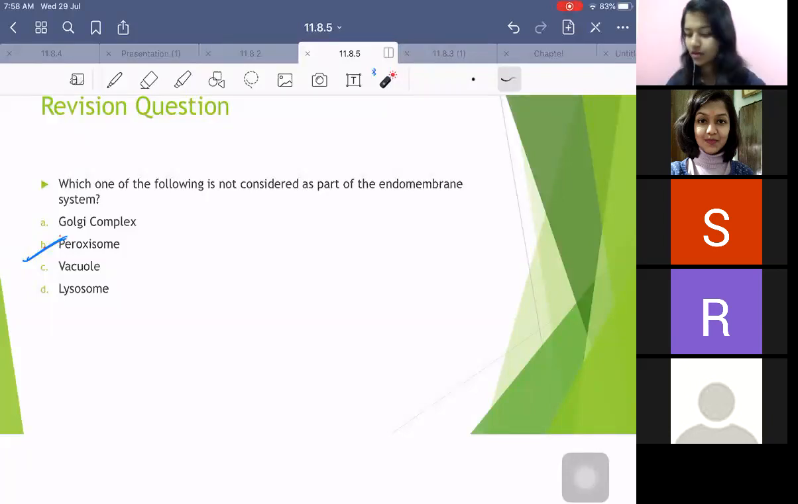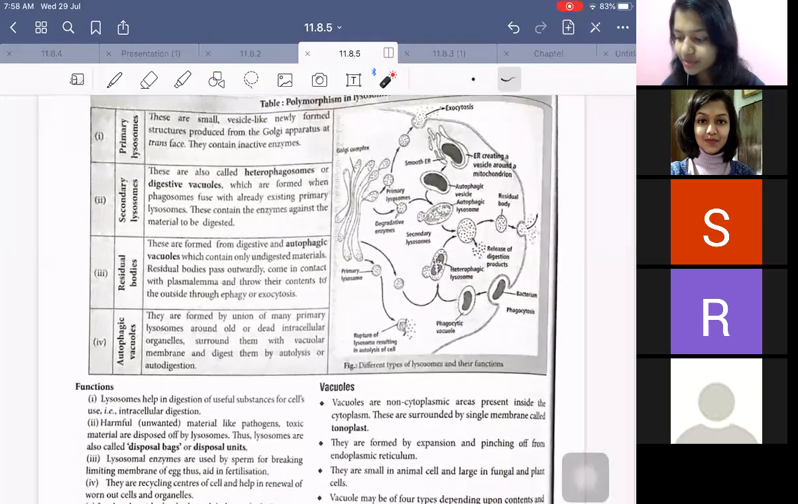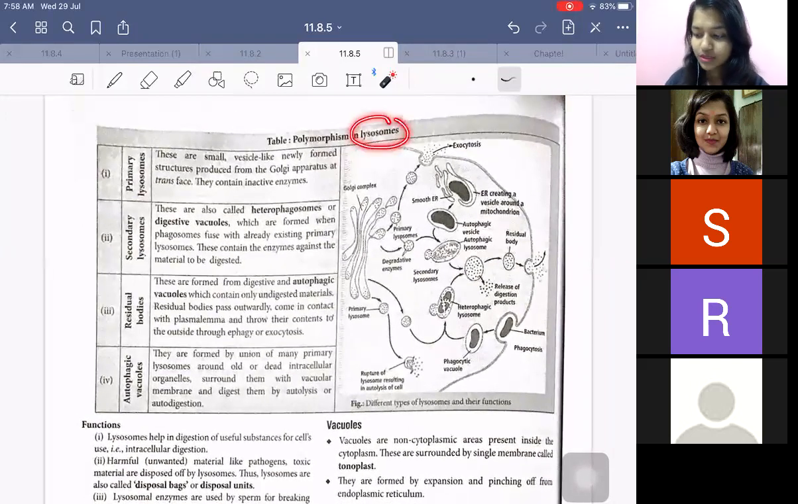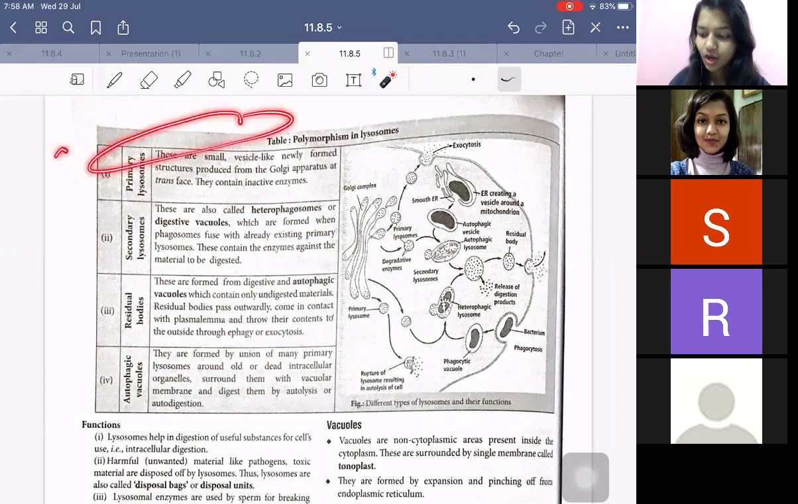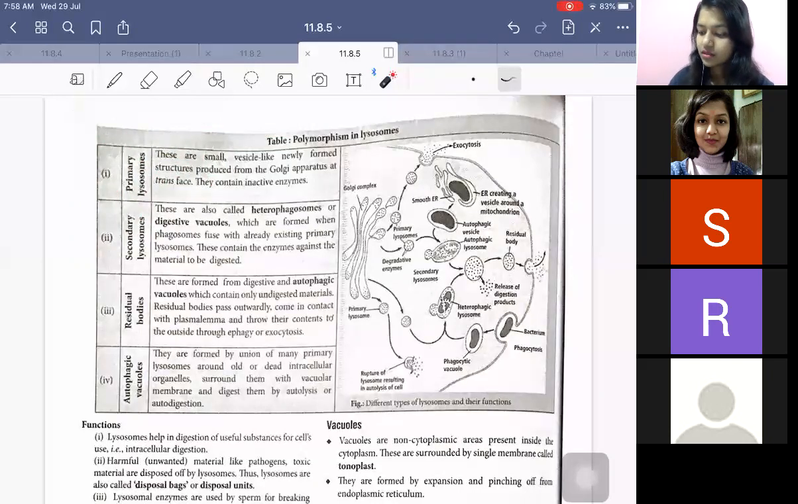Now, coming to lysosomes and vacuoles. So lysosomes, this is clear, right? The lysosome is going to be formed from the Golgi apparatus. The vesicles which will be coming out, right? They will be in the form of lysosome. Not all of them, some of them. Okay?